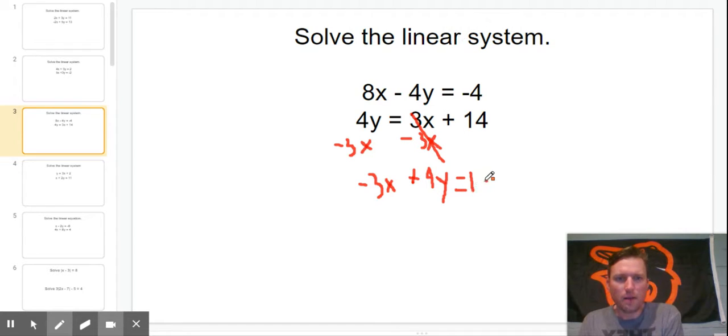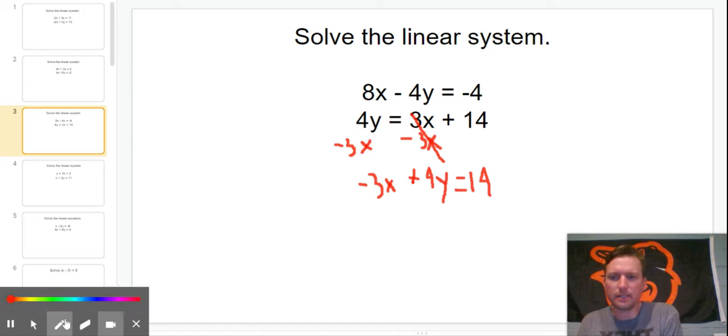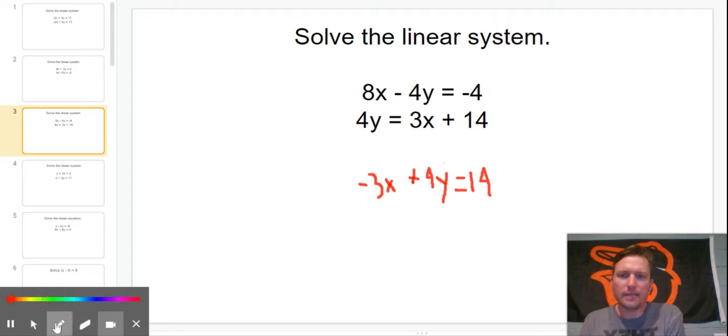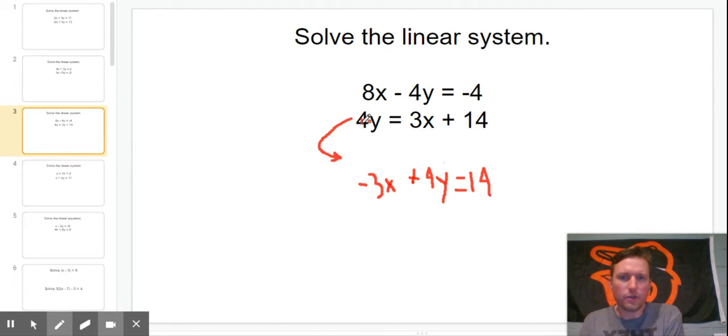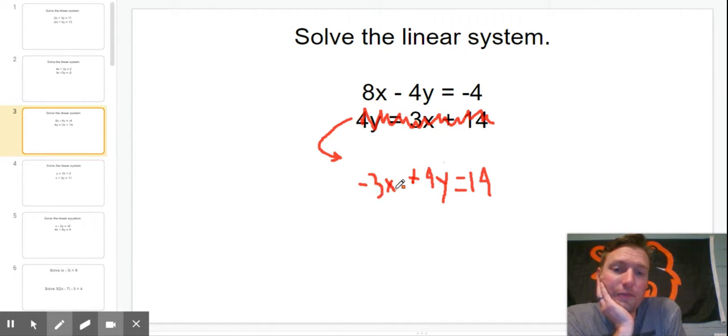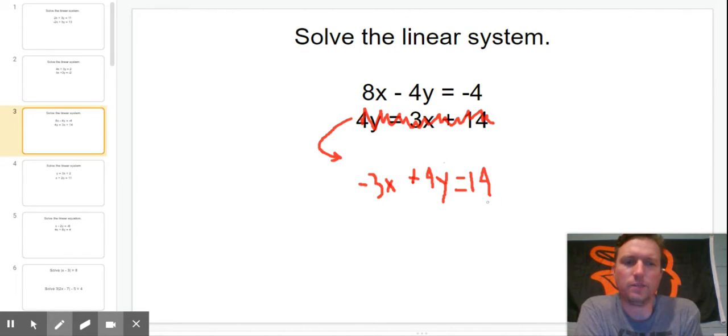Now, I probably should have written this off to the side because it might be a little bit messy. Let me get rid of where I subtracted my 3x. Okay, so what I've done is I have taken this equation and I have rewritten it like this, so you can kind of block that out of your mind. Now, I'm looking at this first equation, 8x minus 4y equals negative 4, and I have negative 3x plus 4y equals 14. How would you attack this problem?